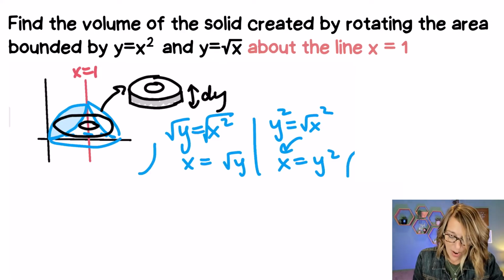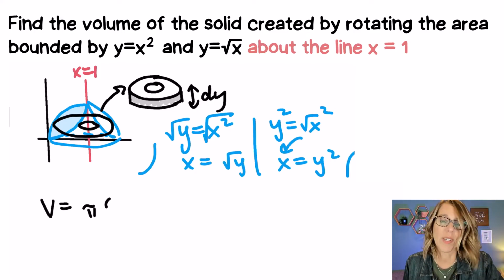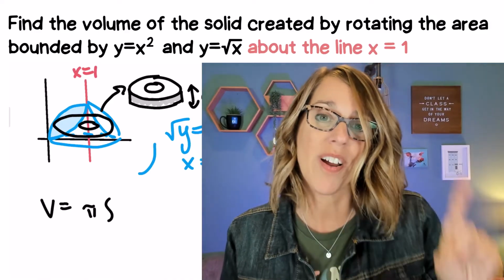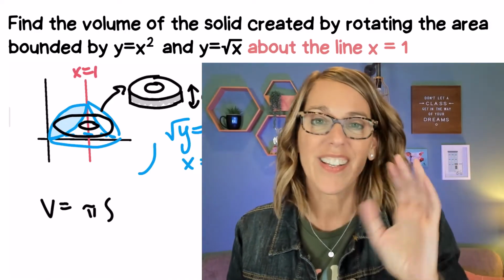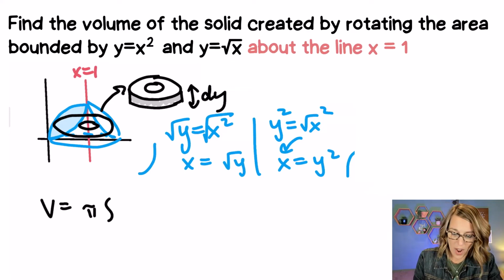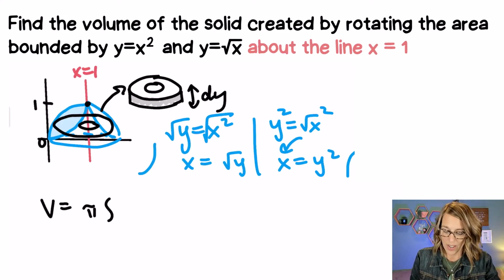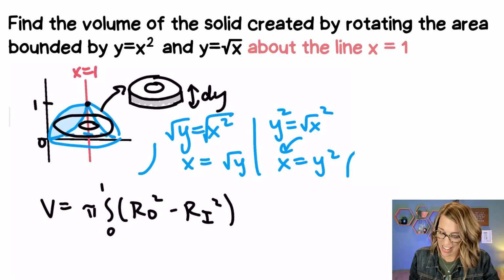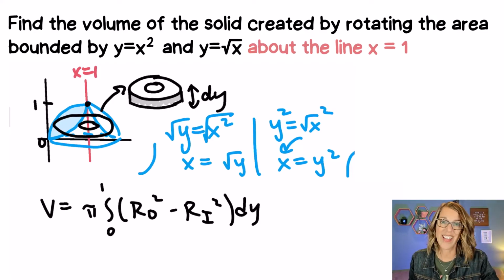Our next step is to figure out everything that we need for our washer volume formula. Now, if you haven't learned washers before, take a look at my video here. It'll step you all the way through it. So I definitely want to integrate with respect to y. So I'm going to go from my lowest y value, which is 0, and this point of intersection right here is at 1. So I'm going to integrate from 0 to 1. I need my outer radius squared minus the inner radius squared. And then I've got my dy here on the outside.